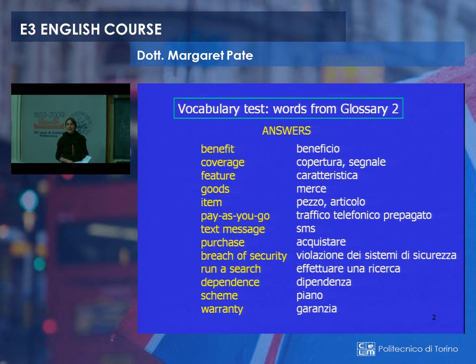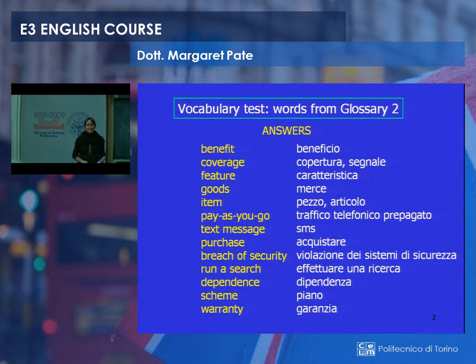Traffico telefonico prepagato. A text message, all right, is what we say for an SMS in English. I'll send you a text. I'll send you a text message. Acquistare is purchase. Remember, the R is silent for the pronunciation. Breach of security. Very important for you engineers in here. Violazione dei sistemi di sicurezza. Breach of security. Run a search is how we say to use the internet.